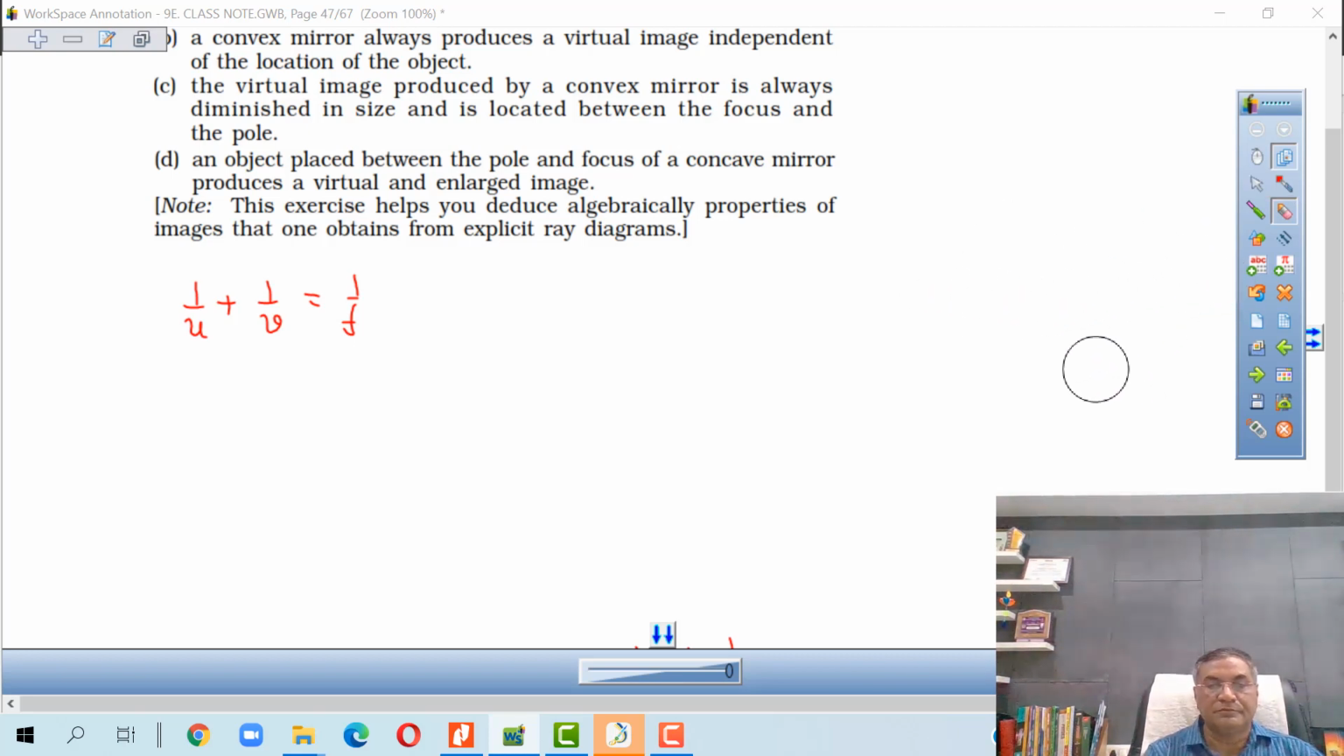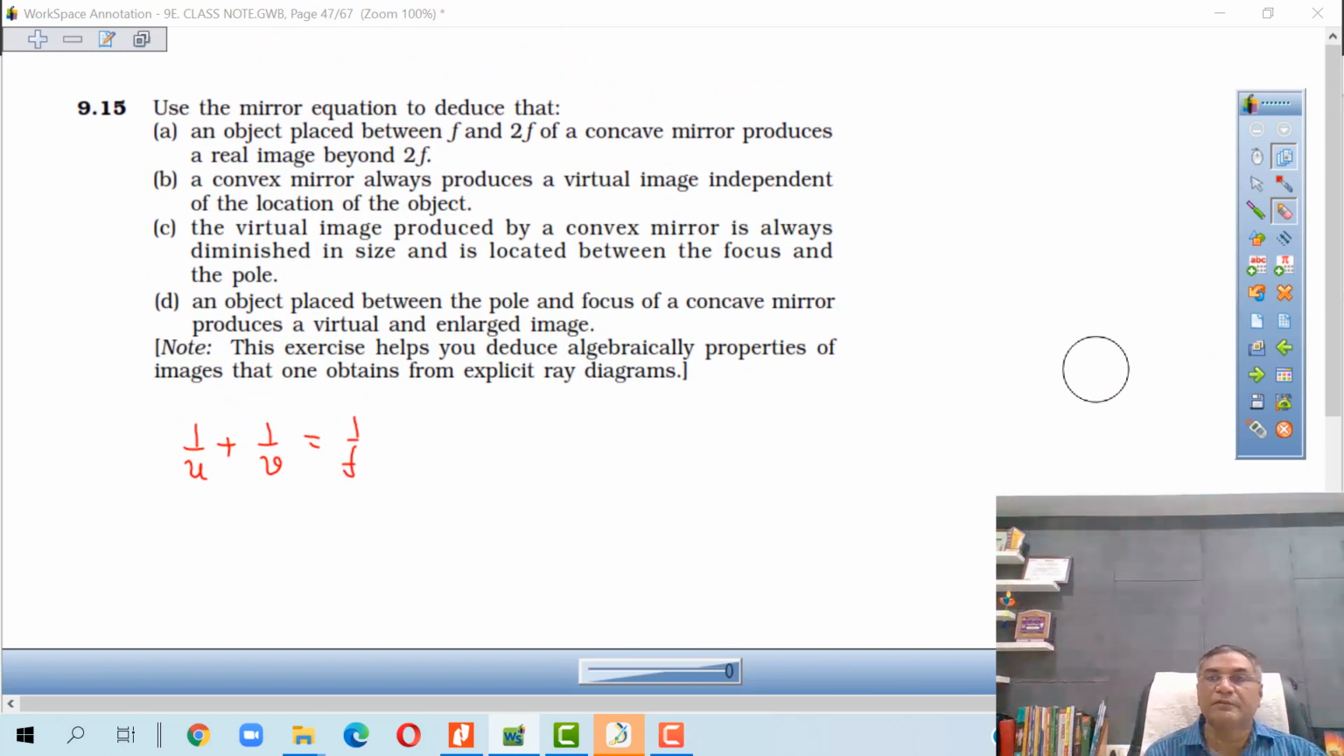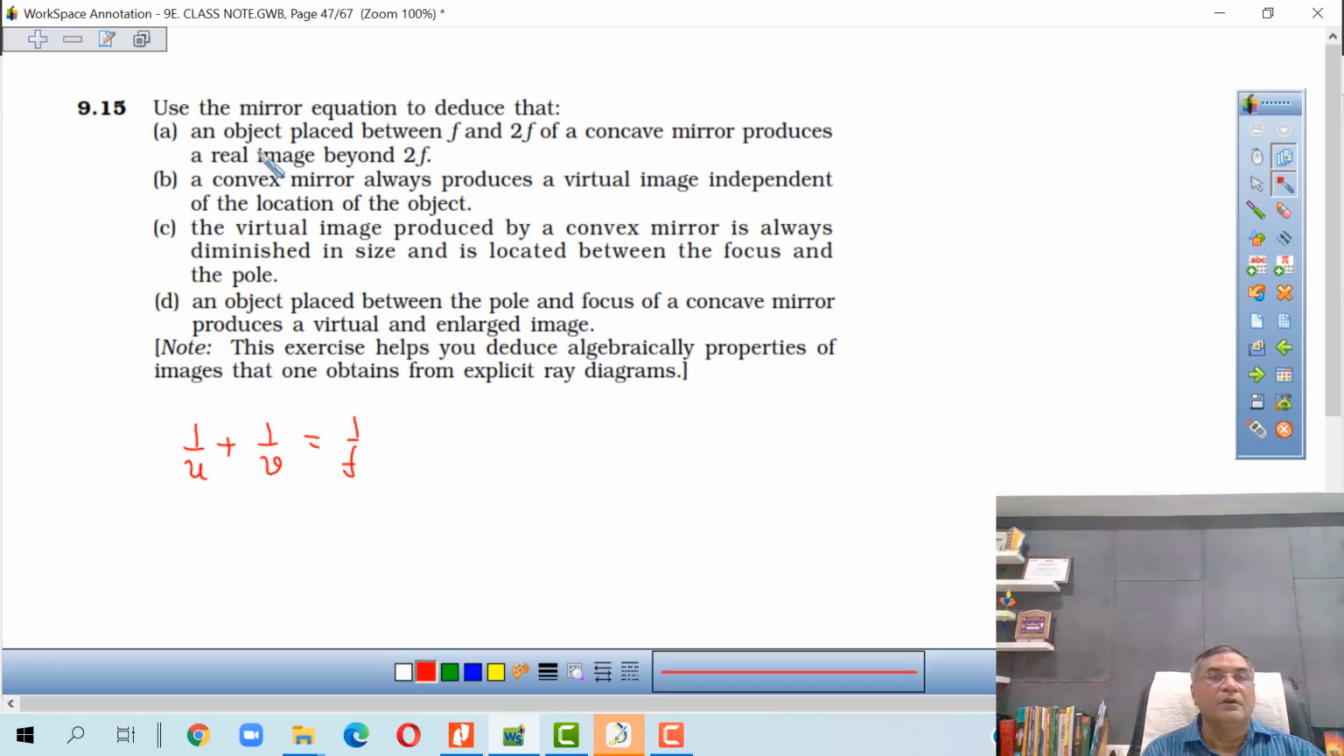So here are some logical questions. An object placed between F and 2F of a concave mirror produces a real image beyond 2F, that is, between C and F. This is a concave mirror. Here is F. Here is the C. So if the object is placed here, the image goes to infinity; here, it goes farther than C; here, it is at C; and in front of that, it is between C and F and at infinity. We know that. So we have to prove it.